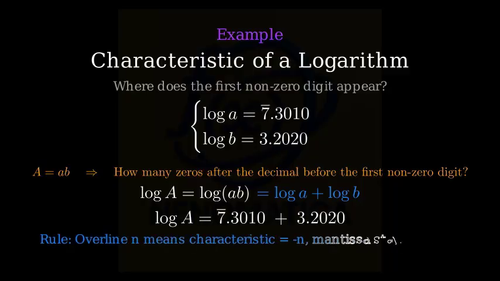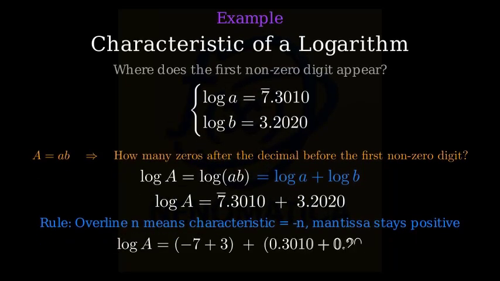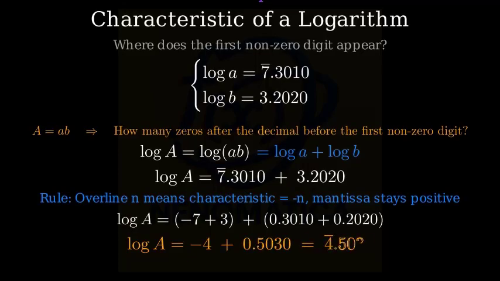Recall the bar notation. Bar 7 means the characteristic is -7, but its mantissa remains positive 0.3010. So adding the characteristics and the mantissas separately gives -7 plus 3 for the characteristics, and 0.3010 plus 0.2020 for the mantissas. That equals -4 plus 0.5030, which we write as bar 4.5030.